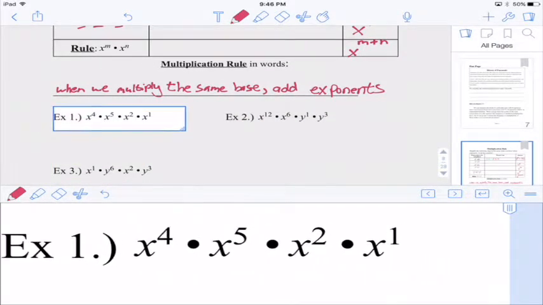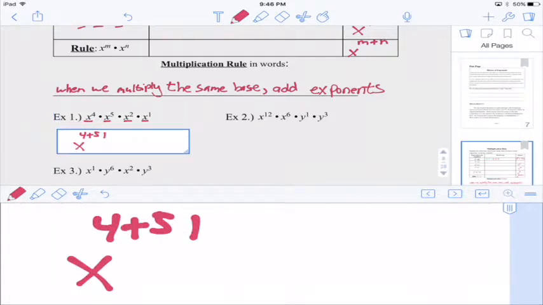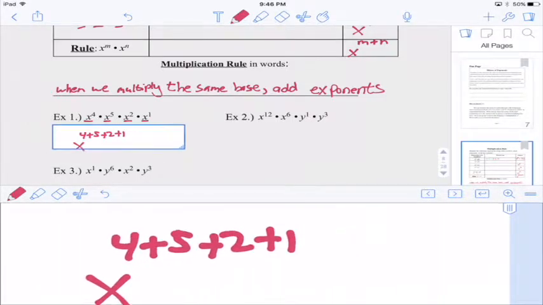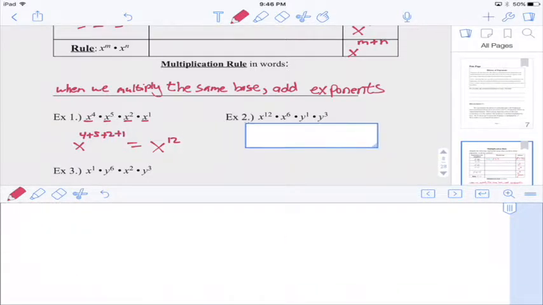So let's see what that looks like. In example 1, we see we're multiplying and they're all x's. So we add our exponents. This means x to the 4 plus 5 plus 2 plus 1. So that's 9, 10, 11, 12. This equals x to the 12th. See how math makes our life a little easier?